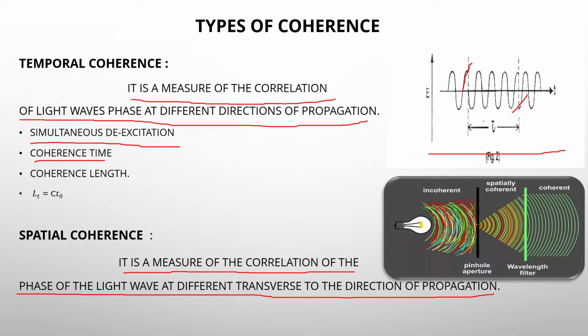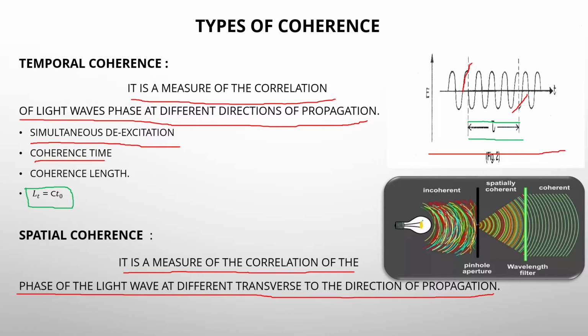So the time for which the wave remains sinusoidal is called coherence time, and the length over which the wave remains sinusoidal is called coherence length. This is how they are related to each other: coherence length equals the speed of light times the coherence time.